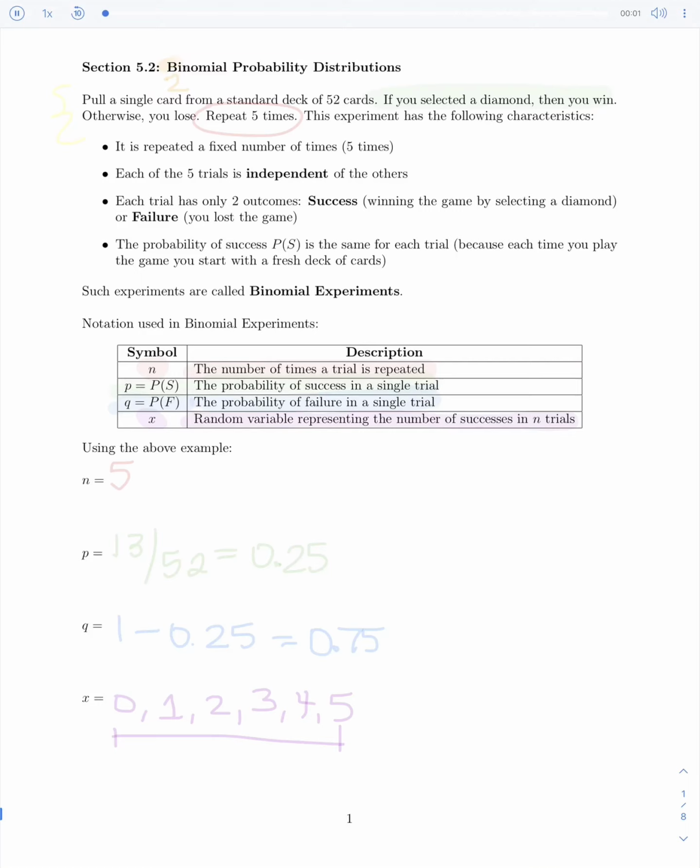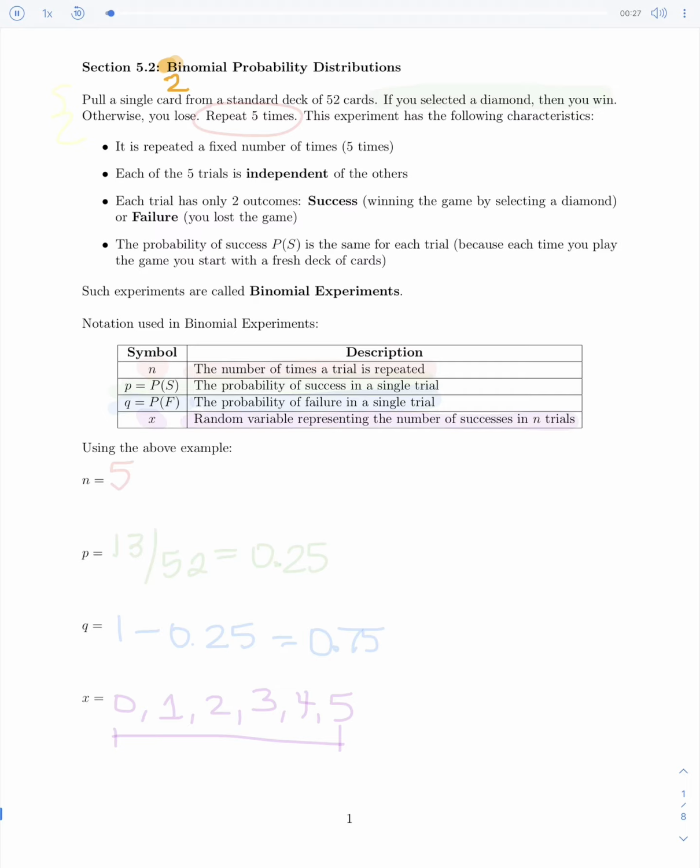In the next section, we're going to talk about binomial probability distributions. In binomial probability distributions, the key word is the bi in binomial. Remember, what does bi mean? Well, the prefix bi means 2. So with binomial probability distributions, we're going to be looking at distributions that have 2 possibilities, 2 outcomes.